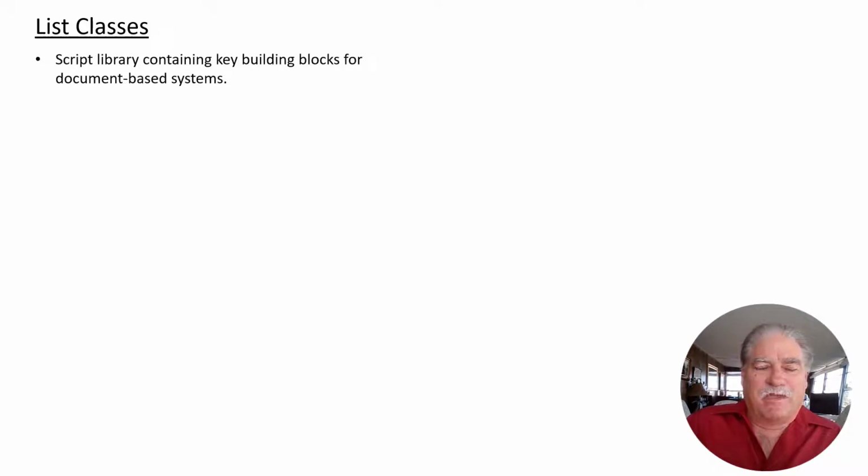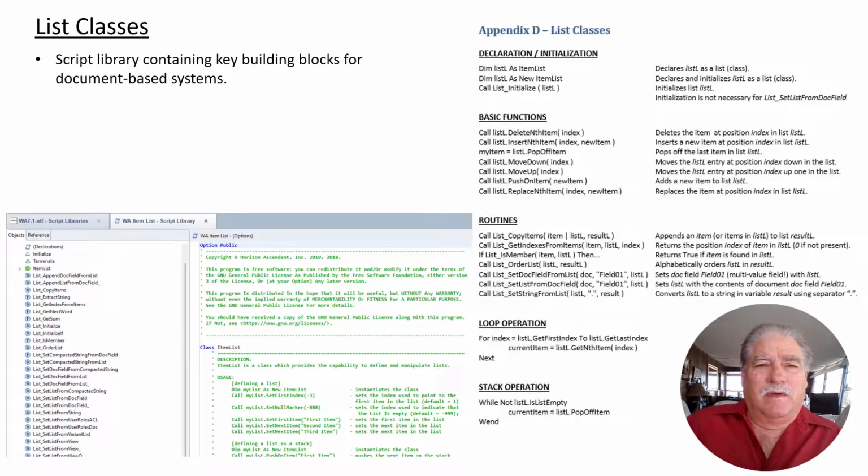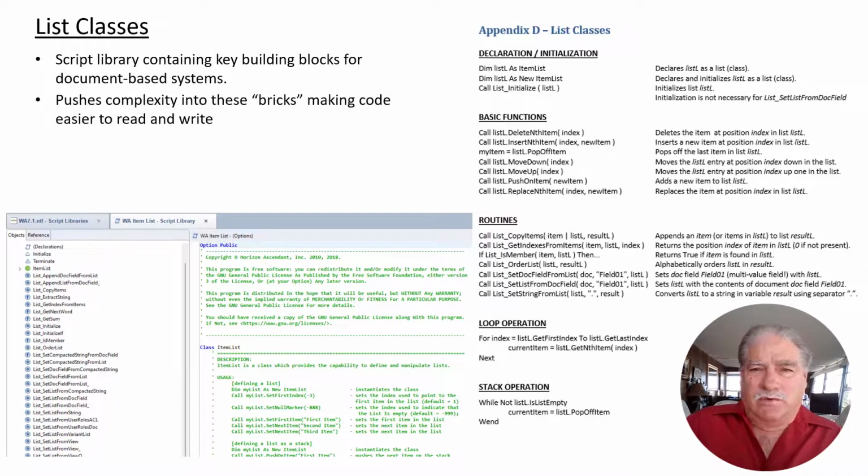List classes. These are used absolutely throughout in Workflow Ascendant. Basically what we're trying to do here is push complexity into these bricks to make code both easier to read and write, and therefore to maintain. You might think of these as being to LotusScript as C++ is to C. So basically putting us at a different level.